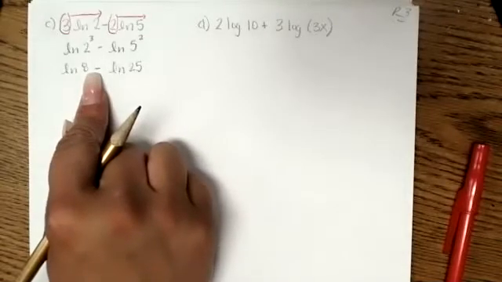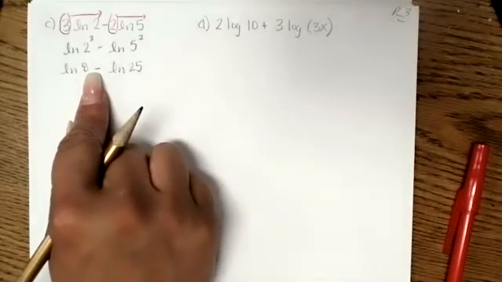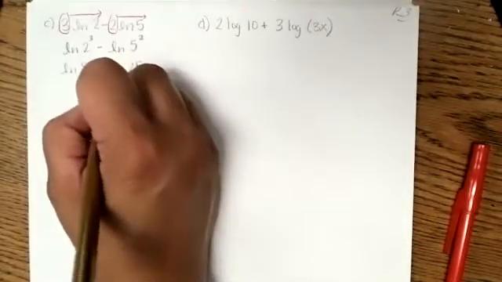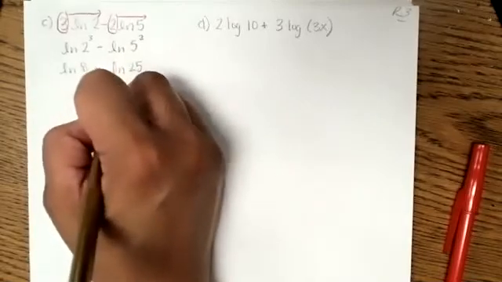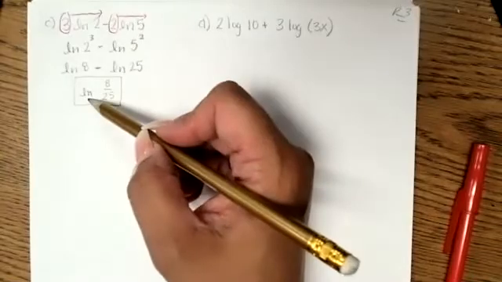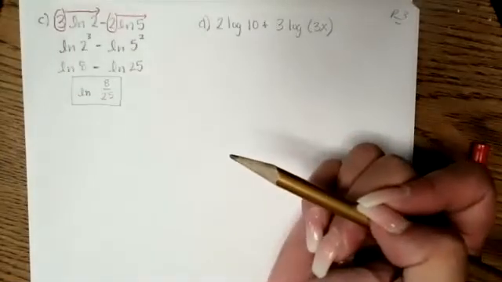Right here, on this property, subtraction is the quotient rule. So that means I'm going to divide. So this is natural log, now 8 is first, so that's the numerator, and 25 is the denominator. You're writing as a single logarithm, so you only want to write the ln one time.